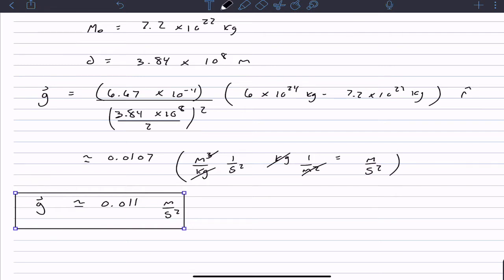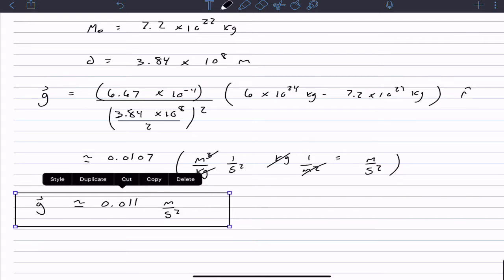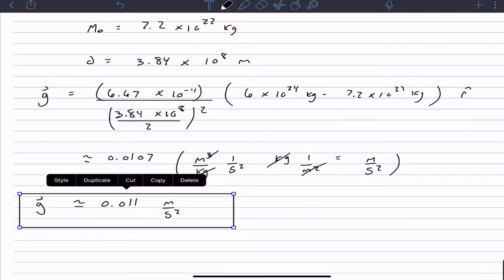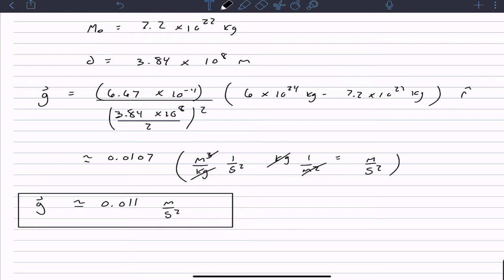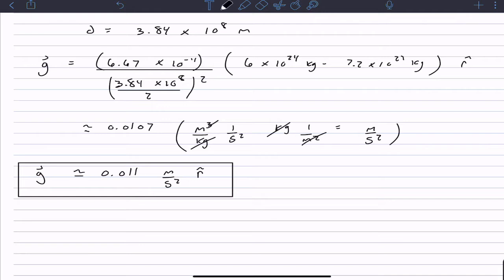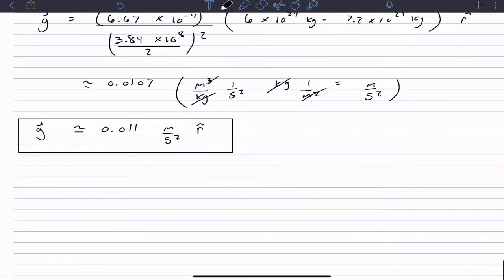I should note that I wrote this as a vector, so I actually should include this. This is really important. R hat direction, right? Because I wrote it as a vector, and here is my unit vector. Okay, so now it asks to find the magnitude of the gravitational force. Is that right? Yep, okay.